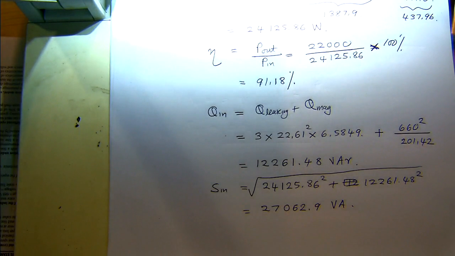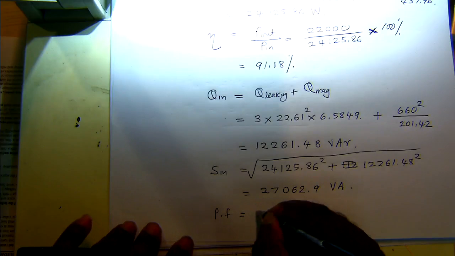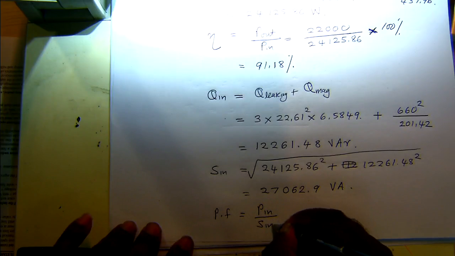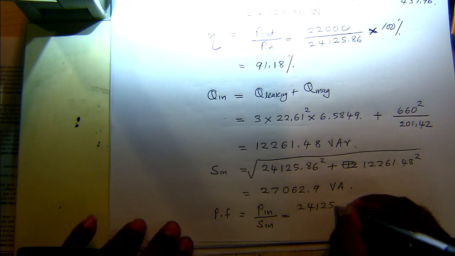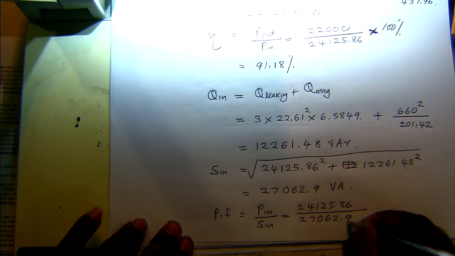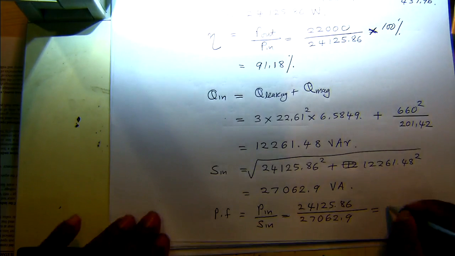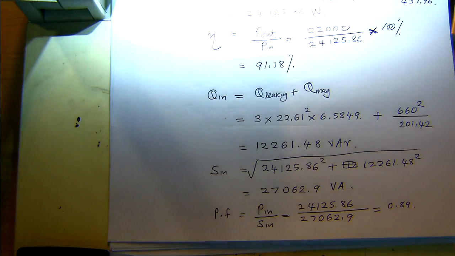So the ratio between real power and apparent power will give you power factor. So power factor is going to be P in divided by S in. So that's 24125.86 over 27062.9, which is roughly 0.89, and that's what the nameplate says as well. So then it's close enough.